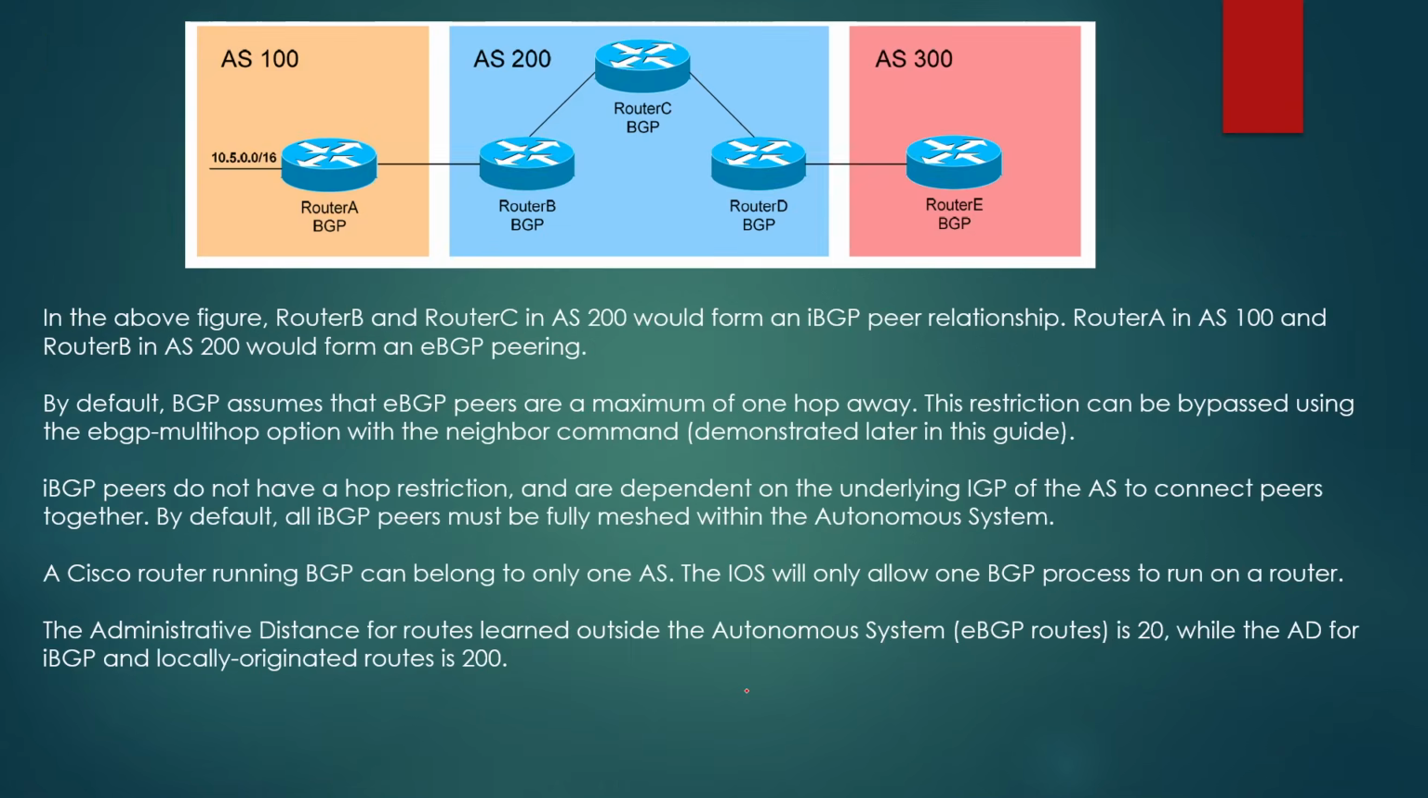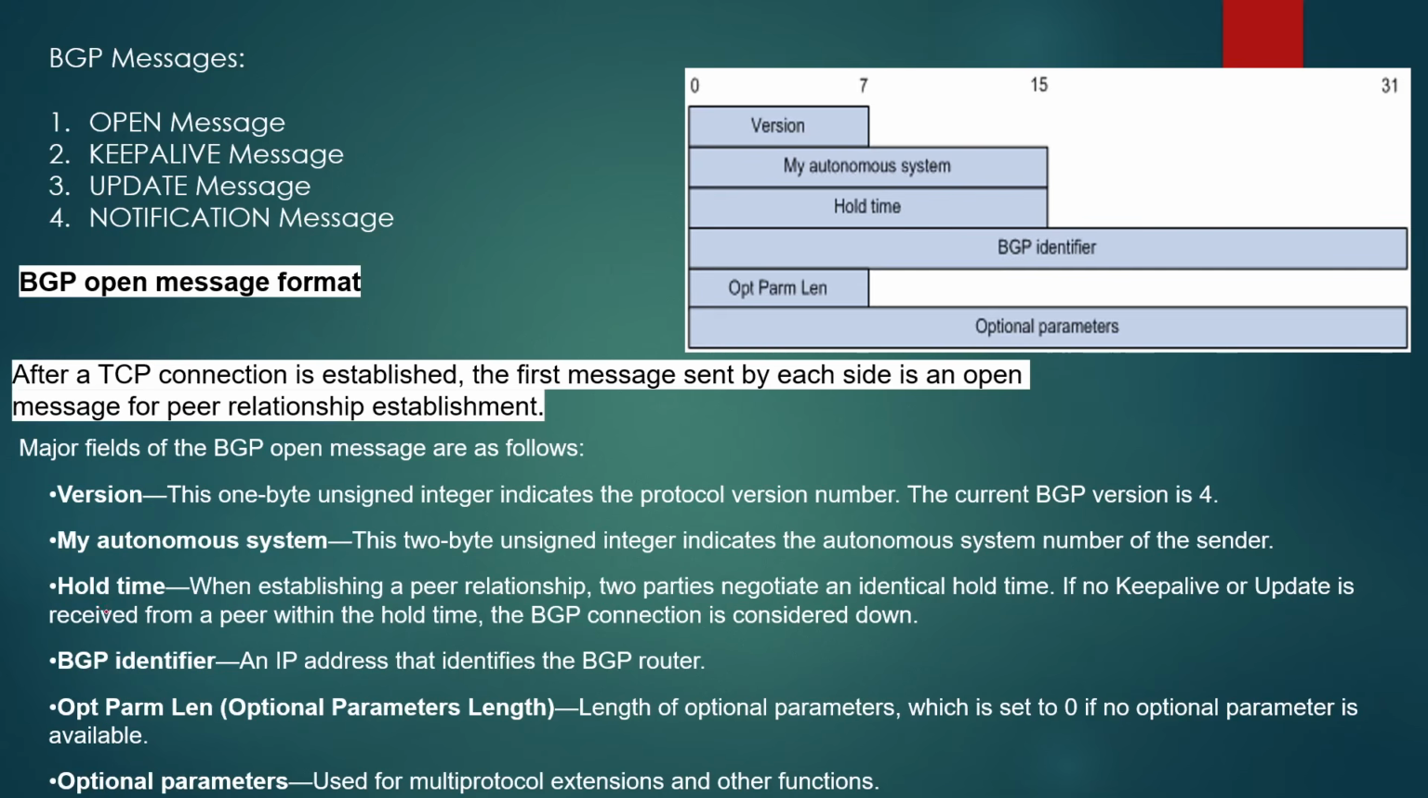So, BGP has the open message, keep alive message, update message, and notification message. Very important. It's not like OSPF, where we have a hello packet with a lot of fields we need to learn, and the OSPF header we need to learn a lot. Here you don't need to remember many fields. I'll tell you the very important fields.